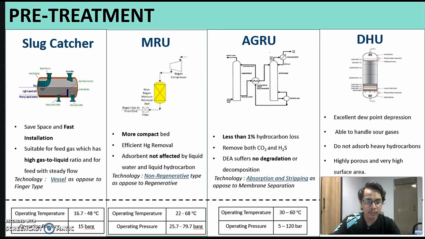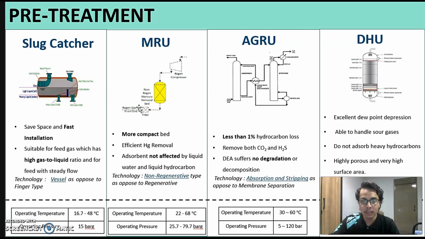Alright, so for the first part, which is pre-treatment, it can be divided into 4 parts: slug catcher, MRU, which is mercury removal unit, AGRU, acid gas removal unit, and DHU, which is dehydration unit. For the slug catcher, we want it to save space and allow fast installation, and it must be suitable for feed gas which has a high gas to liquid ratio and for feed with steady flow. The technology that we have chosen for the slug catcher is vessel type compared to finger type, and the operating temperature and pressure is around 16.7 to 48 degrees Celsius and 15 bar gauge respectively.